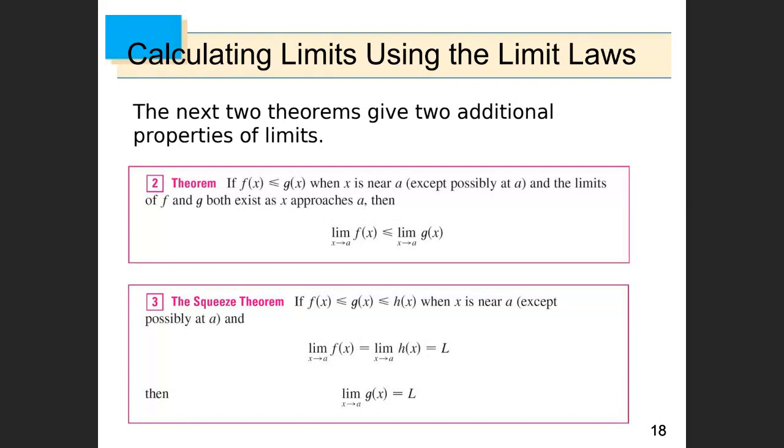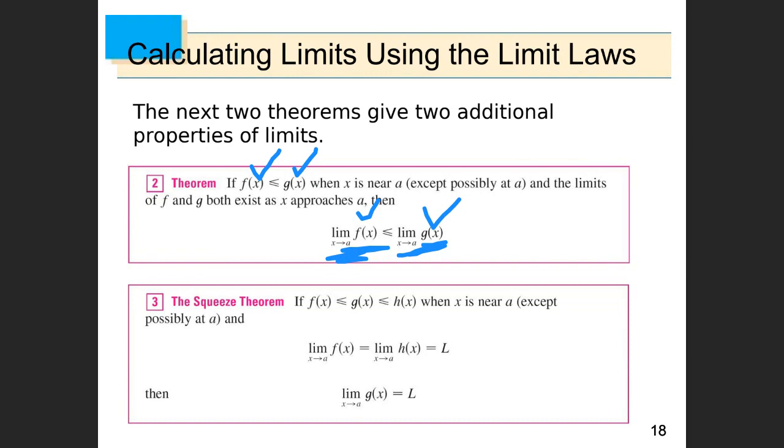They say if f of x is less than or equal to g of x, so f of x is smaller than or equal to g of x, when x is near a, except possibly at a, and the limits of f and g both exist as x approaches a, then the limit as x approaches a of f of x must also be smaller than or equal to the limit as x approaches a of g of x. So the first criterion is that f of x is smaller than or equal to g of x, and both limits exist when x is near a but not possibly at a. Therefore, even if I apply the limit, the limit of f of x should also be smaller than or equal to that of g of x, right?